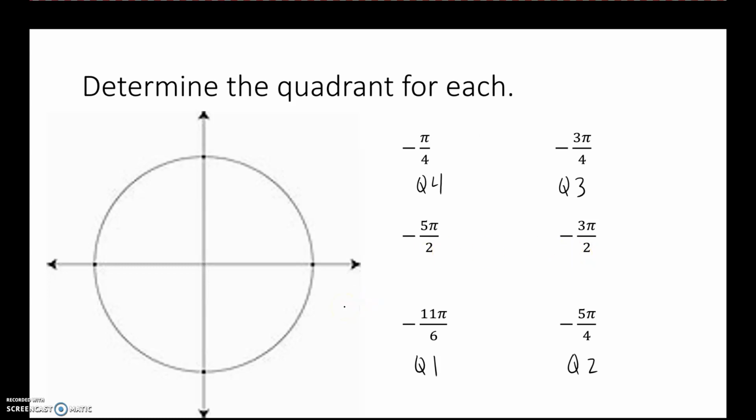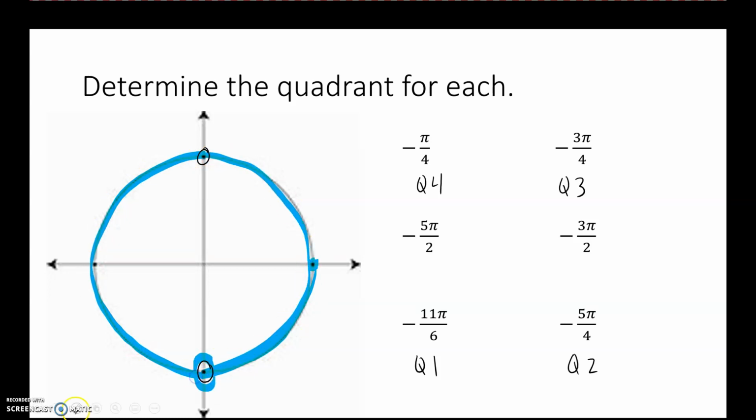So pi over 2 should be, all right, I know I'm on a coordinate axis, and I'm either going to be up at pi over 2 or down at 3 pi over 2. But we're going in the opposite direction. So here I am at start. There's negative pi over 2, negative 3 pi over 2. So negative 5 pi over 2 would put me back down here.